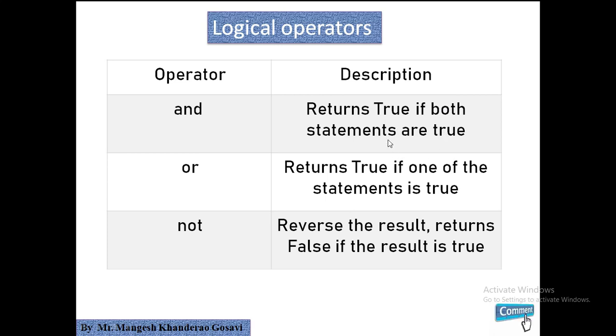Before that, I just want to tell you that all logical operators, that is AND, OR and NOT, return a Boolean result. Boolean result means its result will be either true or false. The AND operator returns true when both statements are true. When one of the statements is true, then OR is true. And NOT is used to just reverse the result.